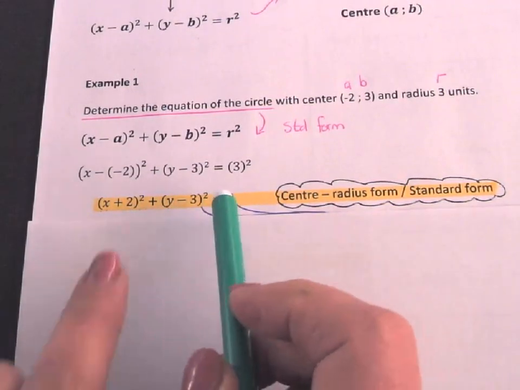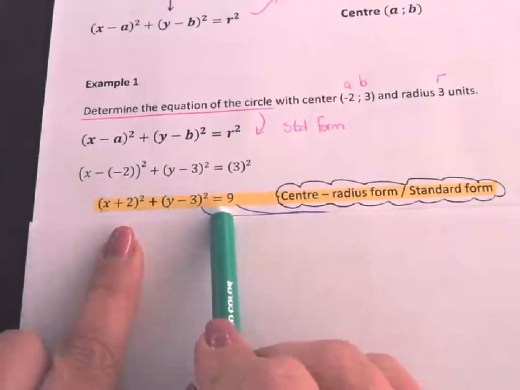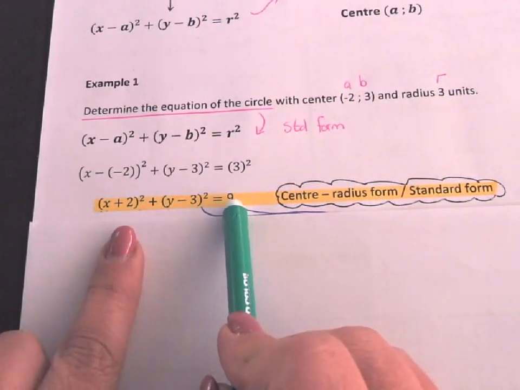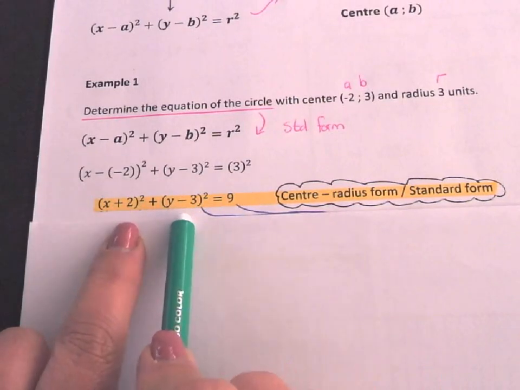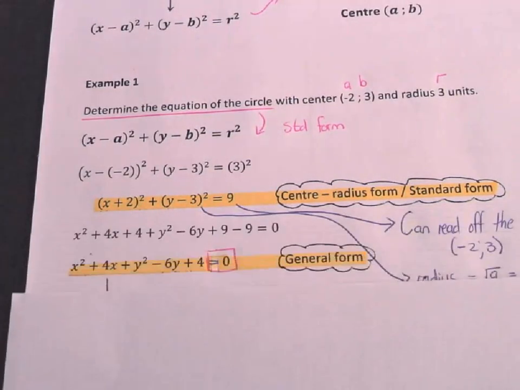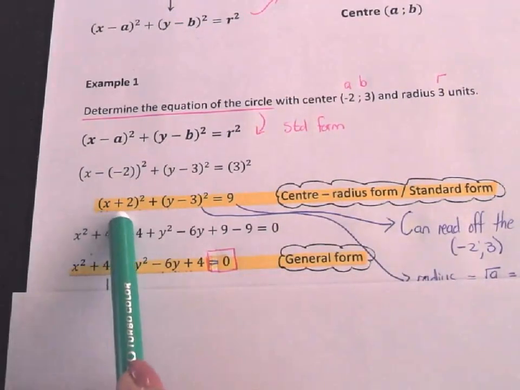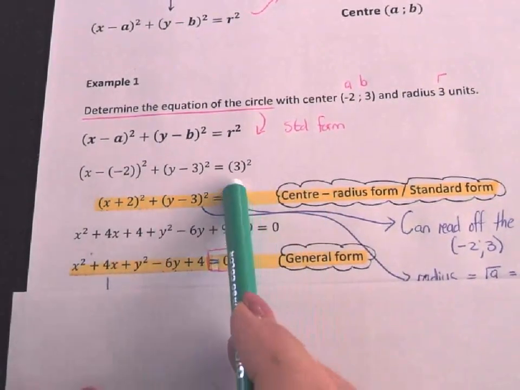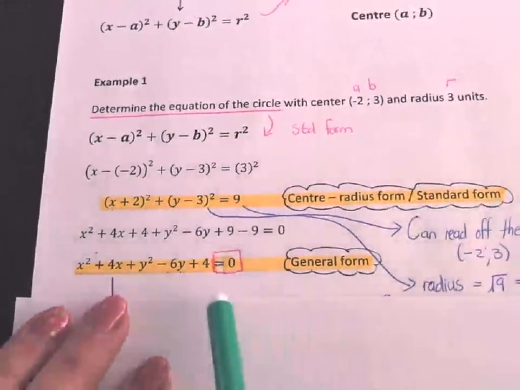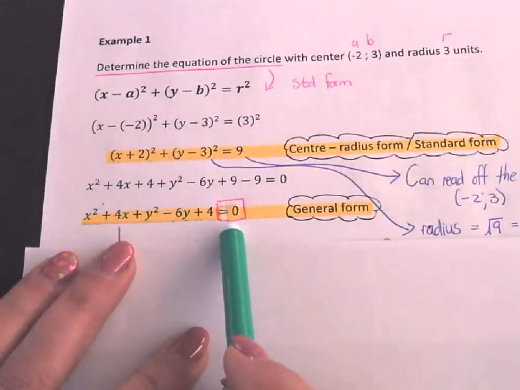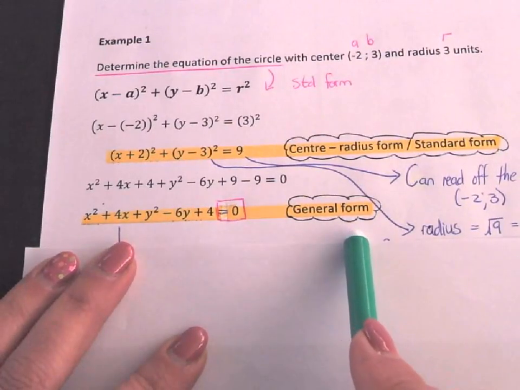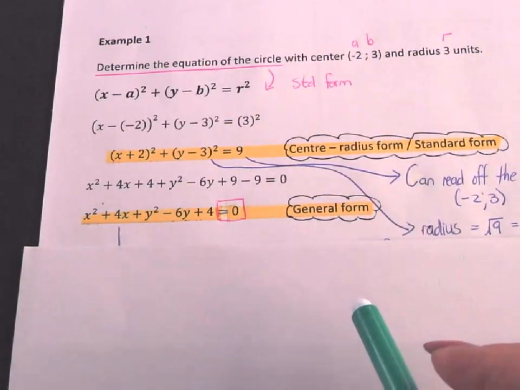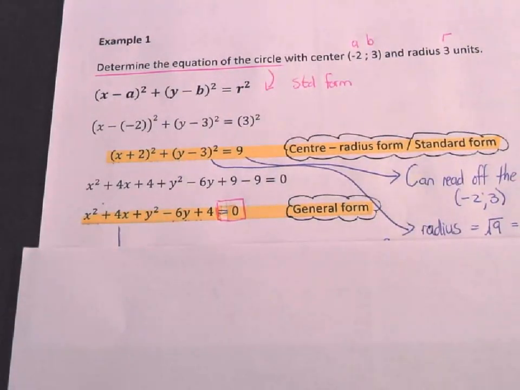Okay, so in this format, you can read the radius and you can read the center of the circle. But if you multiply out those brackets and you bring the 9 over to the left hand side so that it's equal to 0, then you call this the general form. So you have the general form, standard form, and center radius form. You must know all those names and how to get to them. Okay, any questions so far?